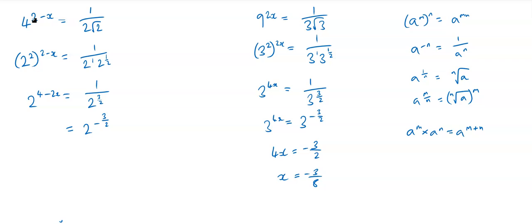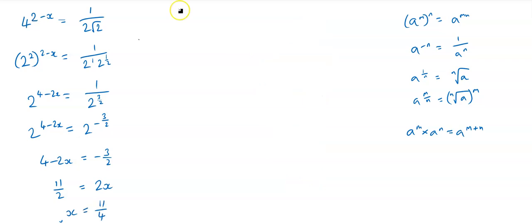So we deal with the negative very separately from everything else. That is dealt with. So now we can say 4 minus 2x equals negative 3 on 2. Add 2x to this side, add 3 on 2 to 4. So that gives us 11 on 2. Divide by 2, we have x equals 11 on 4.